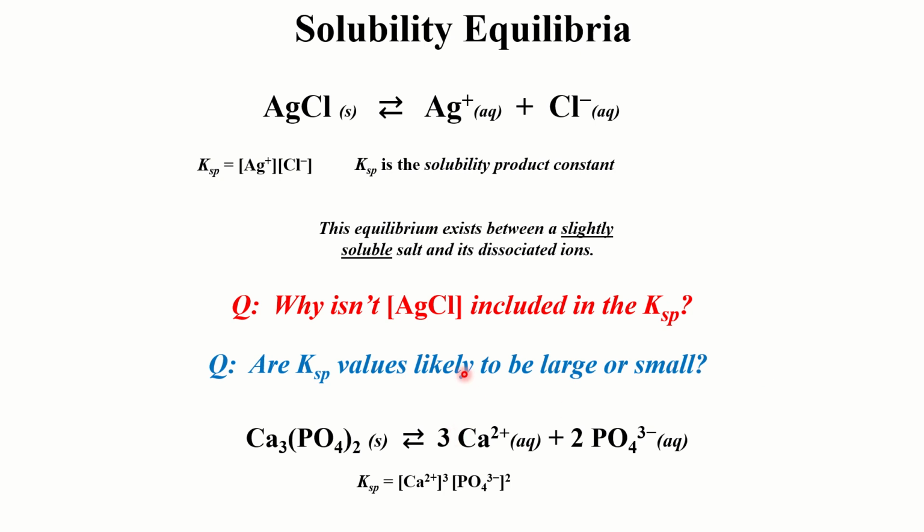Another example of one of these reactions would be the dissociation of calcium phosphate. And remember that with ionic compounds, when you turn the compound into its ions, any subscripts become coefficients. So Ca3(PO4)2 would give 3 Ca2+ and 2 PO43-. So when you set up the KSP expression, remember that those coefficients then become exponents. So this would be Ca2+ to the third power, PO43- to the second power.